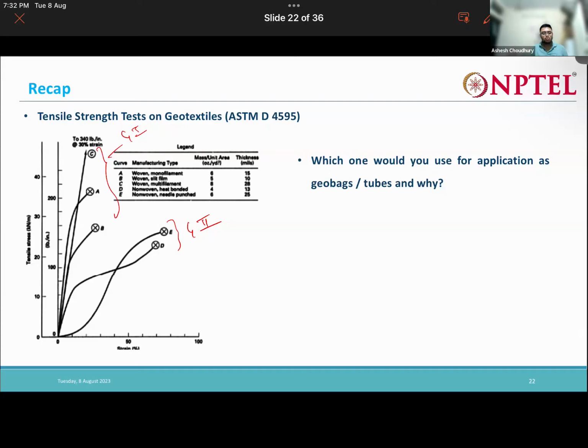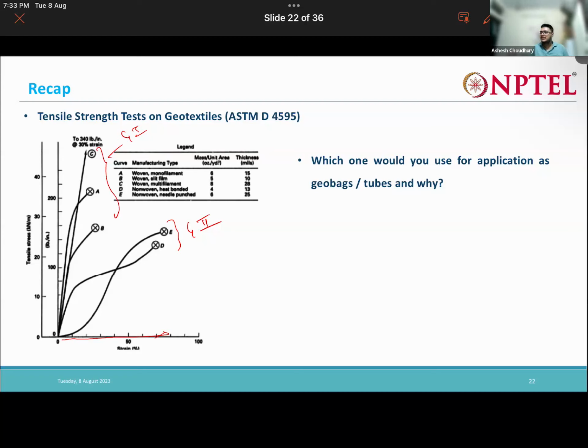And this group 2, these are not that brittle, these are a little bit ductile, you can say. Or ductile, maybe ductile is the wrong word. So, you understand, right? They are able to undergo a large amount of strain, and after that they fail, right?